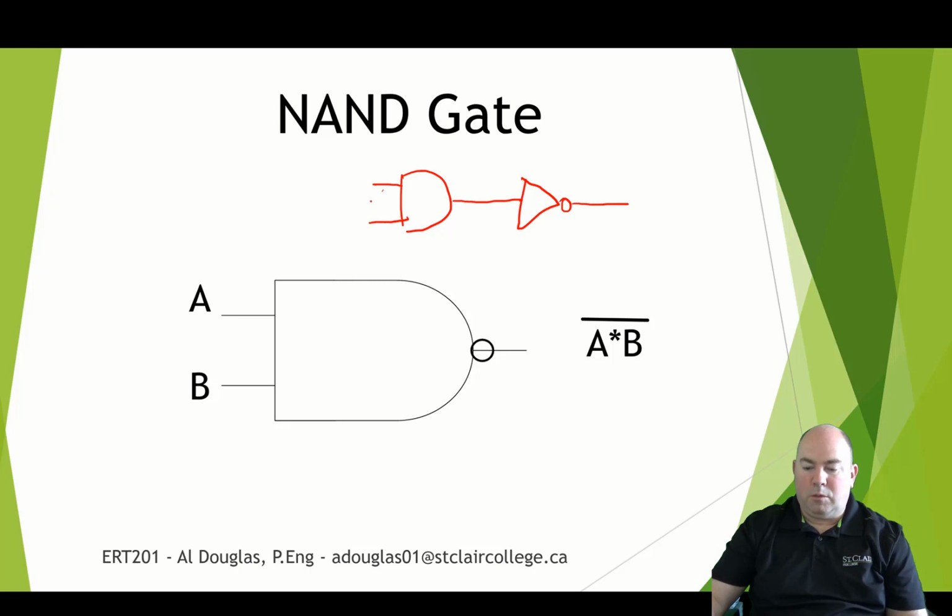So we're taking the expression here. This gives us A and B, and we're going to take that result and flip it, which gives us A and B with a bar over the entire thing. So it's basically inverting the result of this, and this is called a NAND gate, and you can identify this by the little circle that we put there. So that is the NAND.